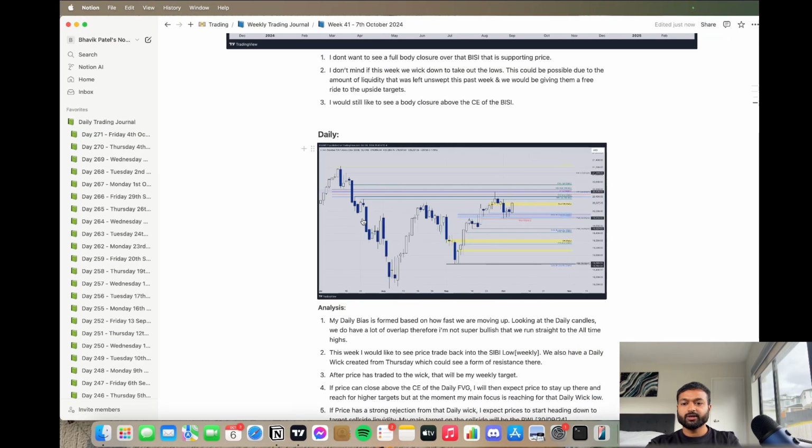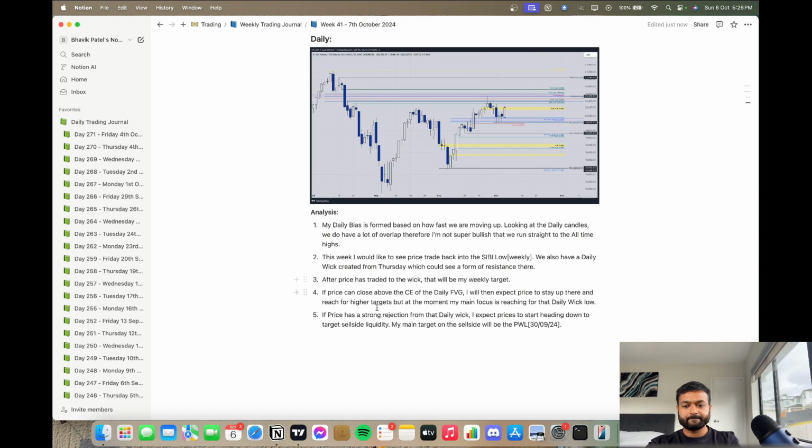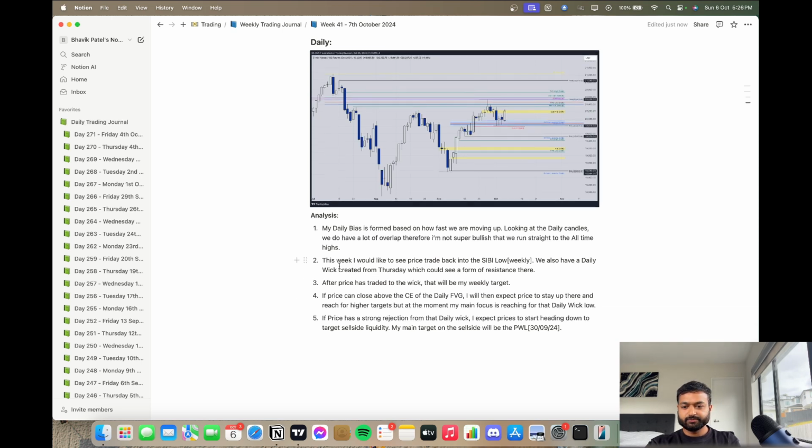So yeah, that's my daily journal and what I've logged. I've just written it in words. So this is my daily bias, formed on how fast we're moving up. Looking at daily candles, we do have a lot of overlap. So because of all this overlap, if we were to really be bullish, I would expect a lot larger candles just taking us straight up. But we're just having back and forth price action here. And now we've retraced already, so yeah.